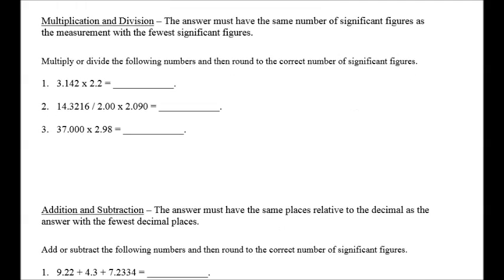When we multiply or divide, the rule is that the answer that you come up with on the calculator, or however you figure it out, must have the same number of significant figures as the measurement with the fewest significant figures. So for number 1, if you did this on a calculator, you would get 6.9124. But because there's only 2 significant figures in 2.2, your answer can only have 2 significant figures. So we round to 6.9.